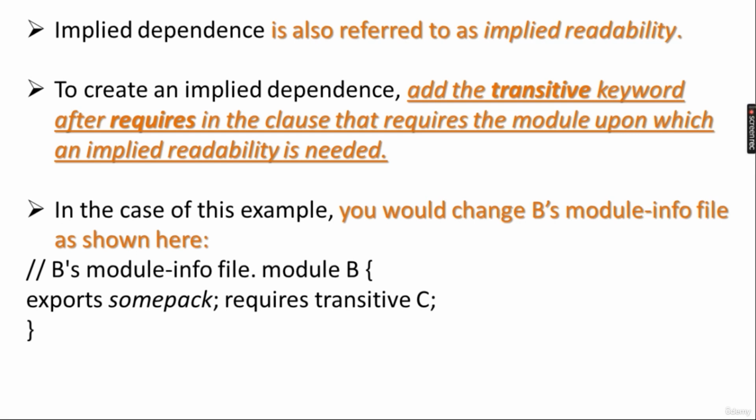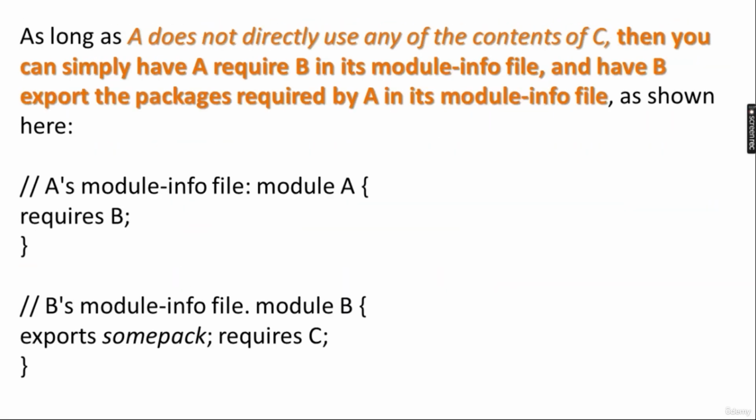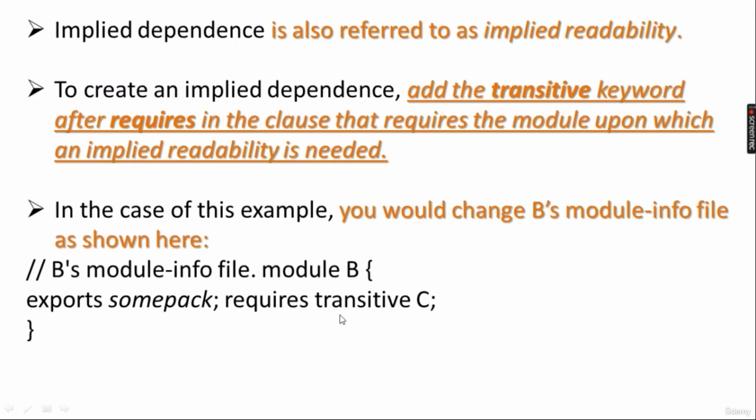In this example, you would change B's module-info file like this. B exports some package that is required by module A and requires transitive C. So, in the previous example, we added requires C, and in this example, we are adding requires transitive C. Why are we adding this transitive keyword here? We add it after requires in the clause that requires the module upon which an implied readability is needed.